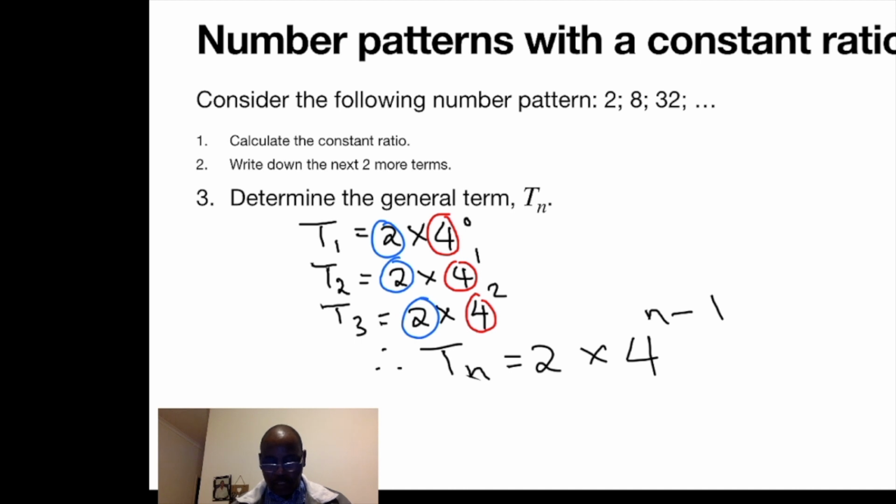The exponent for T1 is 0 because the position is 1. If you move on, position 2 gives us an exponent of 1, that is 1 less than 2. Position 3 gives us an exponent of 2, that is 1 less than 3. Therefore, position n must also give us 1 less than n, and this becomes the formula.